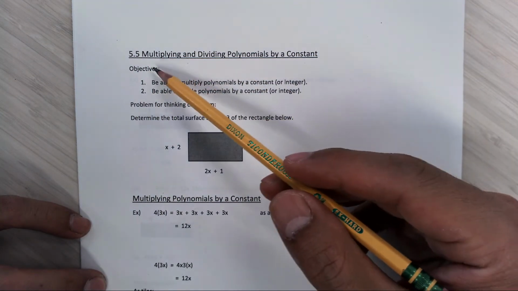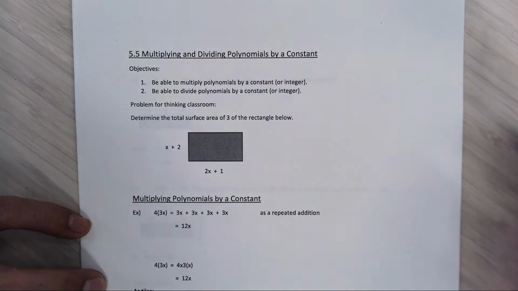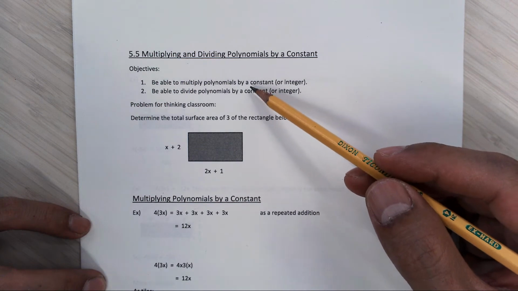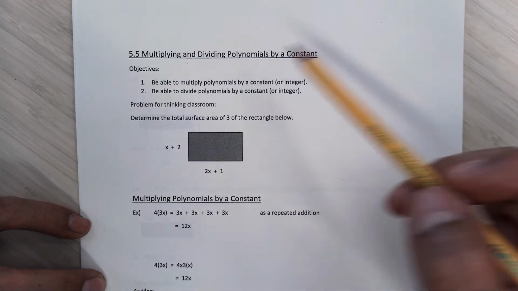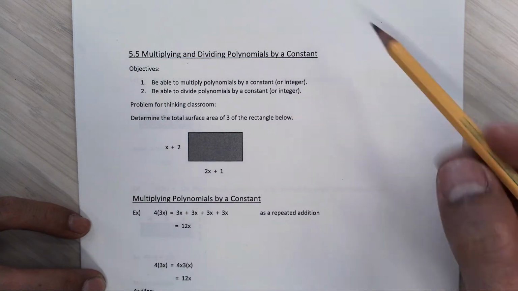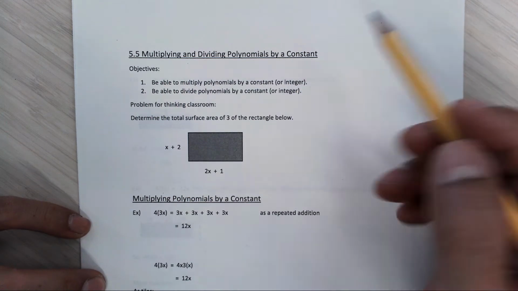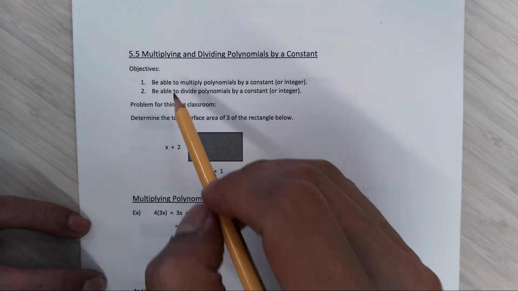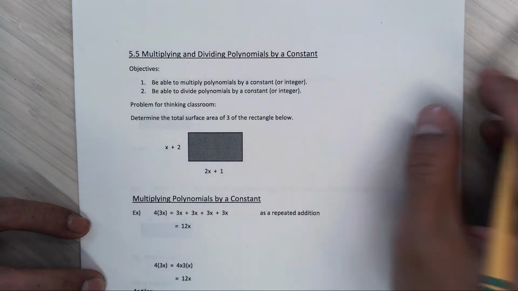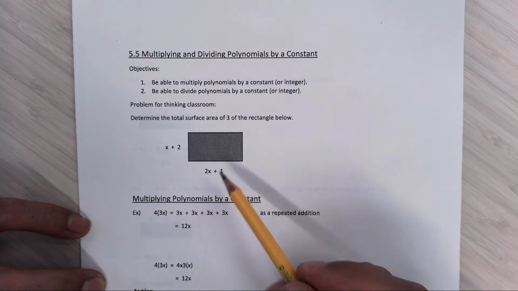This is multiplying and dividing polynomials by a constant. This is 5.5. Here are the objectives that you're going to learn, and I'm going to try to teach you to be able to multiply polynomials by a constant. In this case, this constant really is just any integer. Also be able to divide polynomials by a constant or integer. I'm going to upload these notes in your Google Classroom as well, so you have access to it.